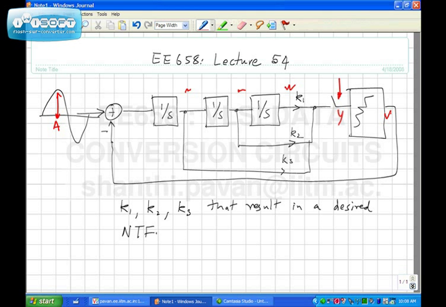No, think carefully. Okay, how will you model the quantizer? Additive noise. So what should Y be? And what is V? V is nothing but A, the input, plus shaped quantization noise.